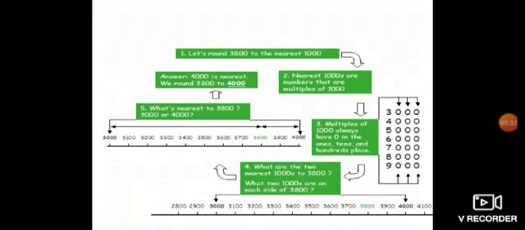There's another example. Round off 3800 to the nearest thousand. The two nearest multiples to 3800 are 3000 and 4000. So we'll round it off to 4000 since it is closer to it.